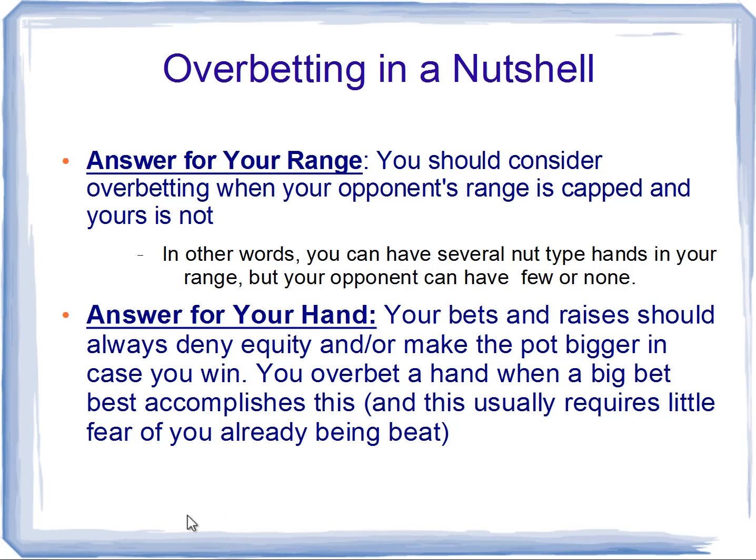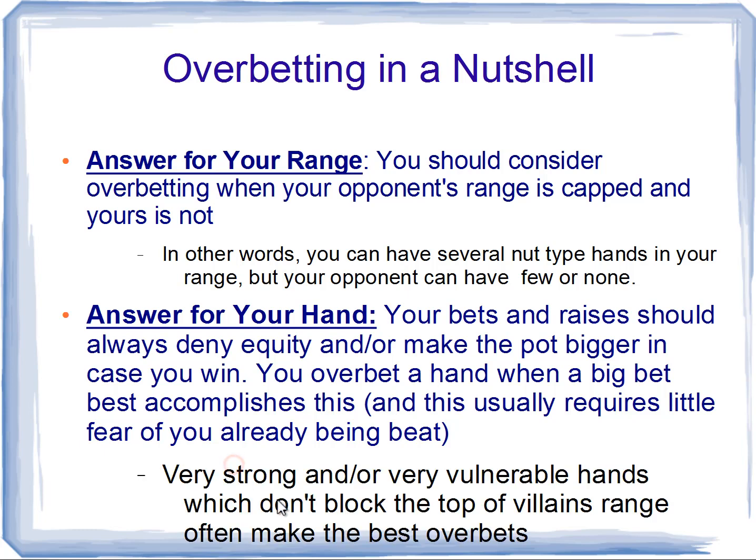to deny equity and make the pot bigger in case we win. Doesn't matter if we're making a ginormous bet or if we're making a small bet. That's always why we bet. All right. And very strong and/or very vulnerable hands which don't block the top of villain's range often make the best overbets.